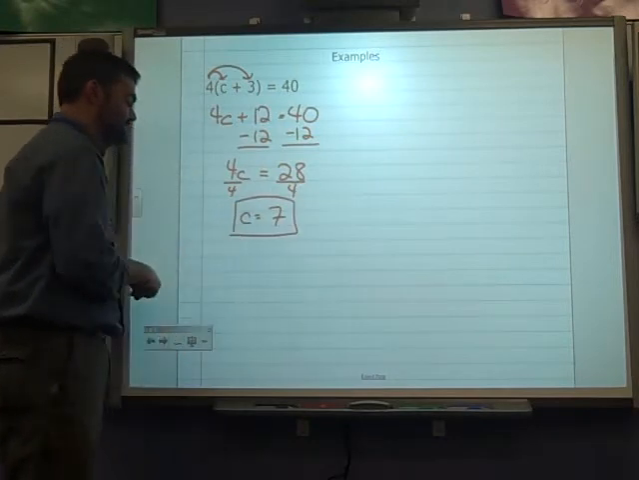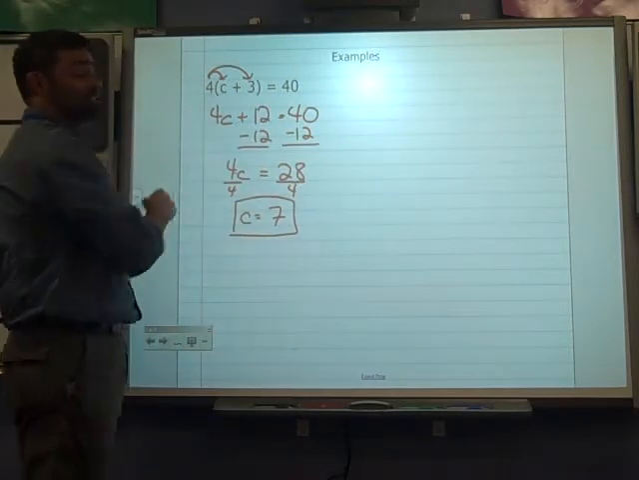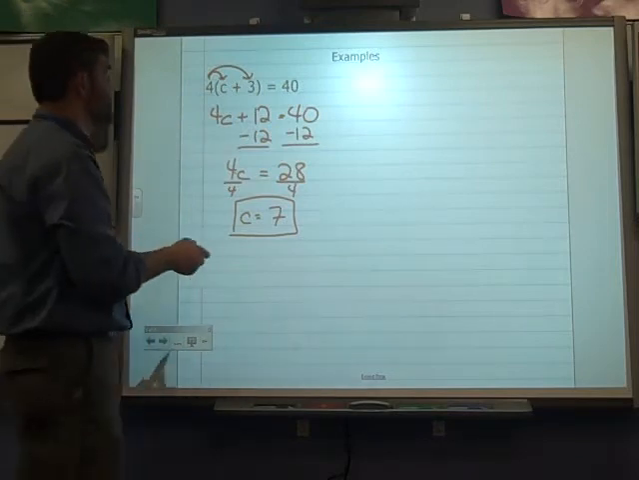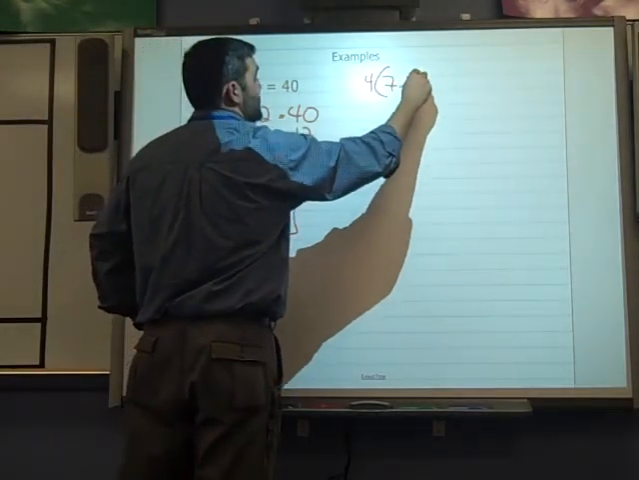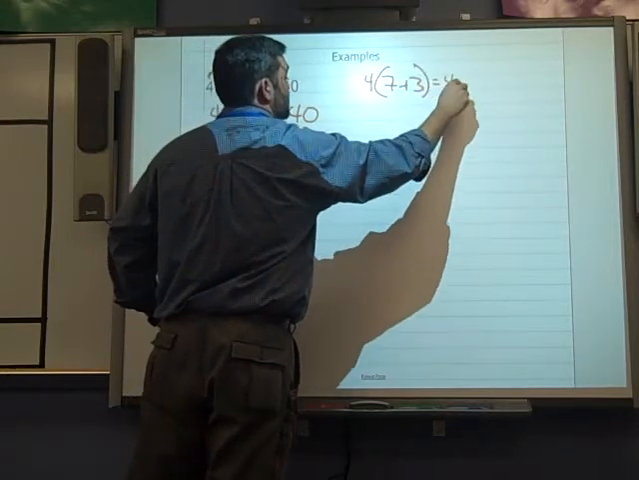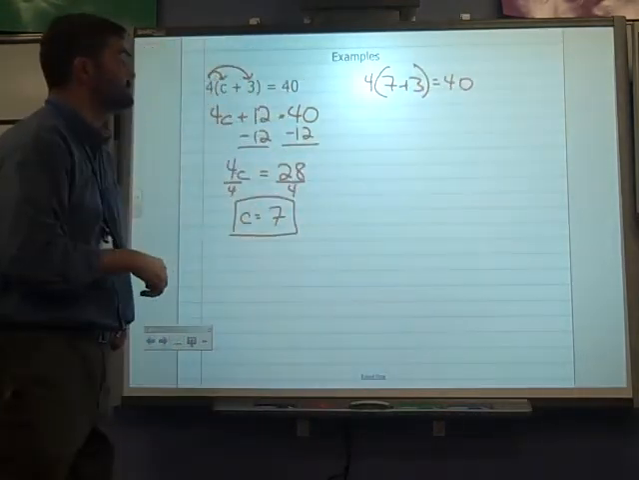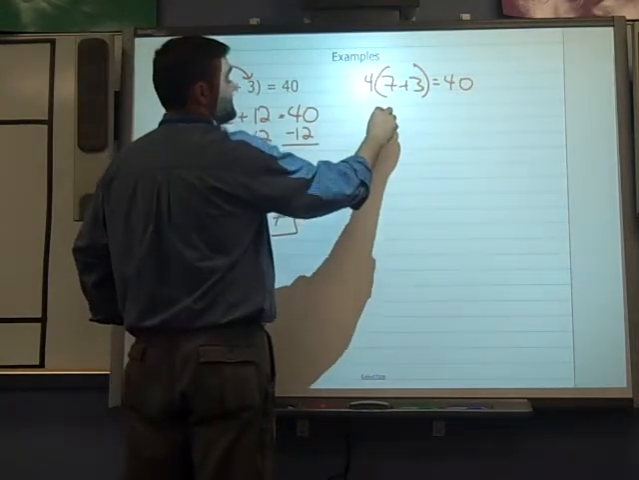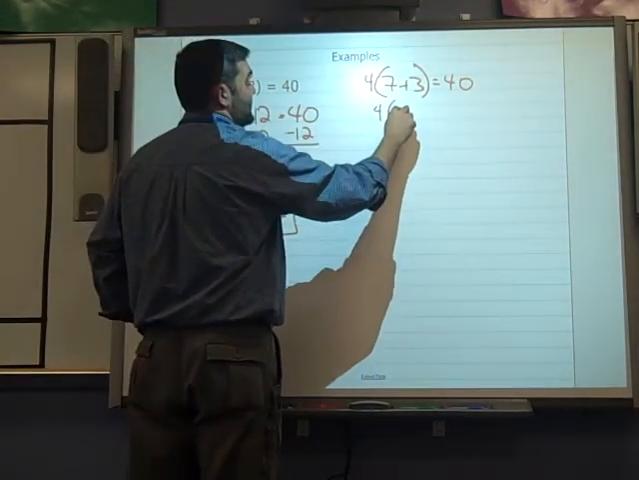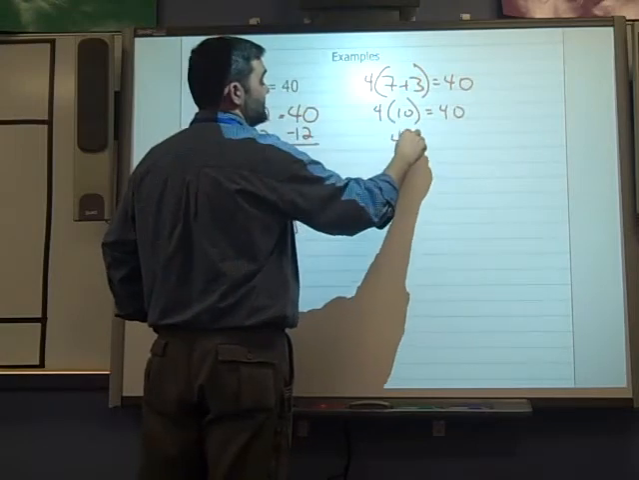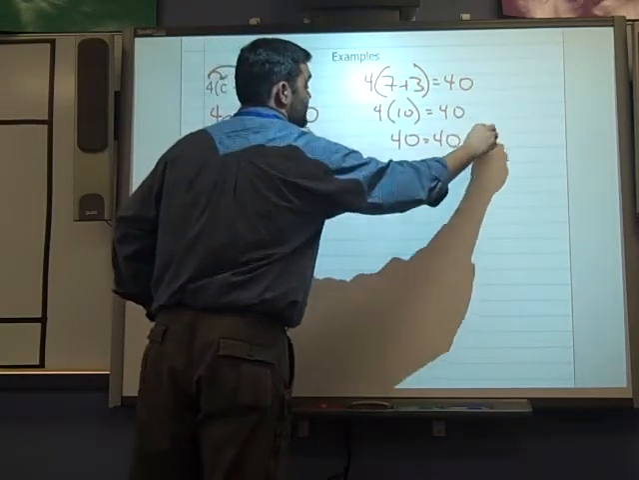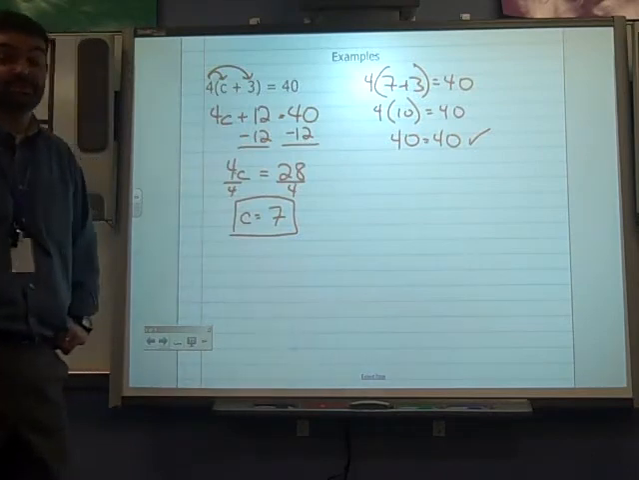Alright, let's see if that's right. Let's plug the 7 back in for c and see if that makes sense. So 4 times 7 plus 3 has to equal 40. Order of operations. 4, and that's 10, equals 40. Well, 4 times 10 is 40. Alright. 40 equals 40.